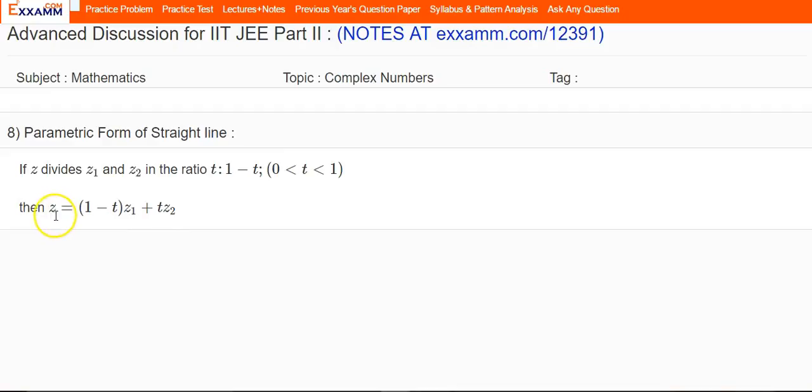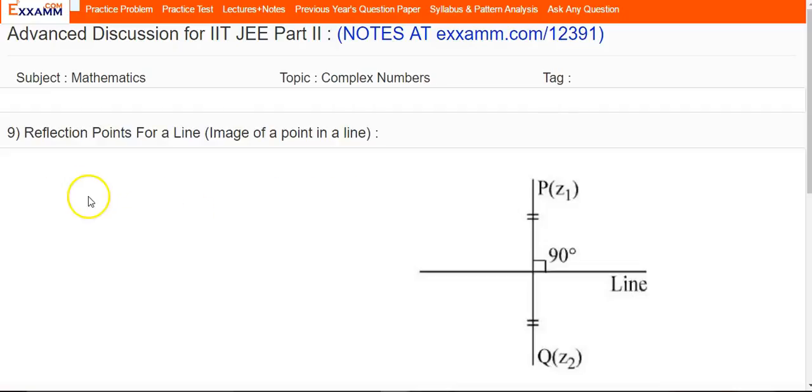By this method you can remember the parametric form of the equation of a straight line, and also remember the significance of t and the fact that t has to lie between 0 and 1. So here z is equal to (1 minus t) multiplied by z1 plus t into z2.